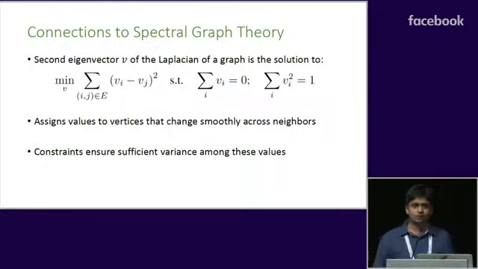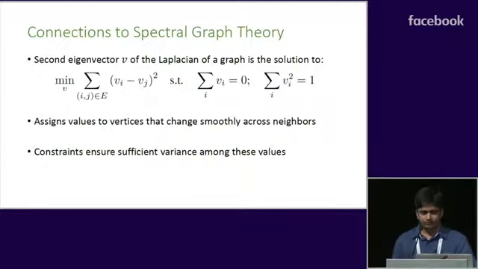For this, we spot some connections with spectral graph theory. In spectral graph theory, we associate a special matrix with graphs called the Laplacian matrix, and the second eigenvector of this matrix is the solution to the following minimization problem. In this minimization problem, we are basically trying to assign values to vertices of the graph that change smoothly across neighbors, and the constraints ensure there is sufficient variance among these values. If you think about it for a minute, at least at a superficial level, this sounds very similar to robust features. In the case of robust features, we are trying to assign values to data points that change smoothly around small neighborhoods of these data points.